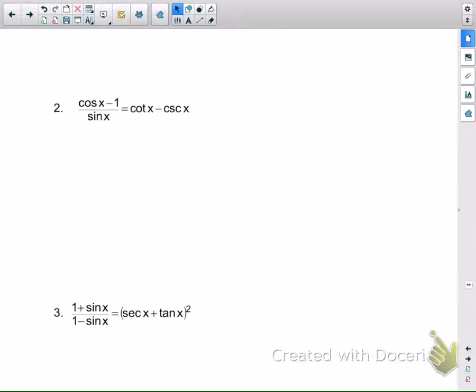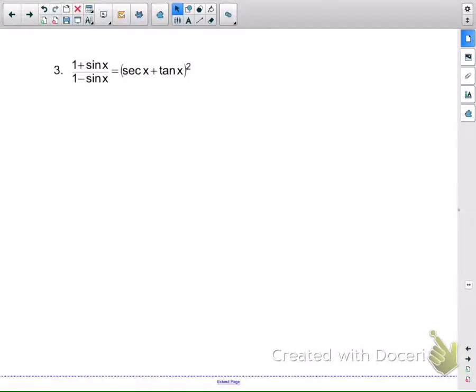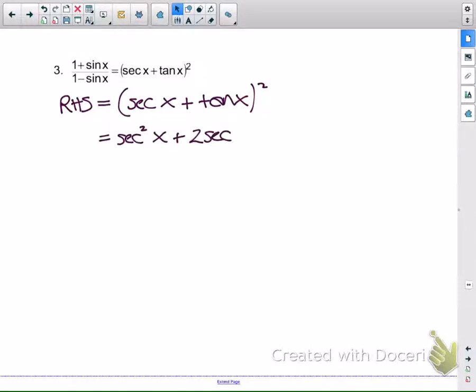Actually, I'm going to have you try 2. On something like 3, what you see first is foiling out your secant x plus tangent x. So if I FOIL that out, it gives me secant squared plus 2 secant tangent plus tangent squared.